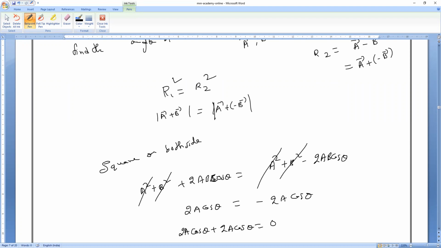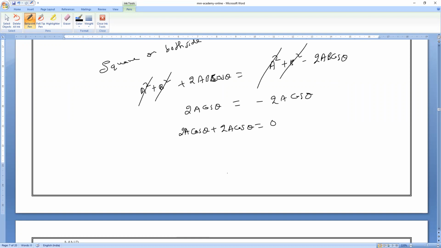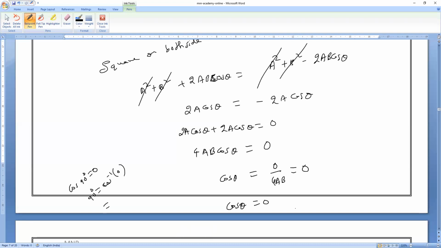Now, tell me, all of you, respond. So now 2AB cos theta plus 2AB cos theta becomes what? 4AB cos theta equals 0. Then cos theta equals 0 by 4AB, which equals 0. So cos theta equals 0. So we all know cos 90 degrees is 0. So cos 90 equals 0, so theta equals cos inverse of 0. How much is the answer? Theta equals, respond guys, 90 degrees. That is what we have to remember.